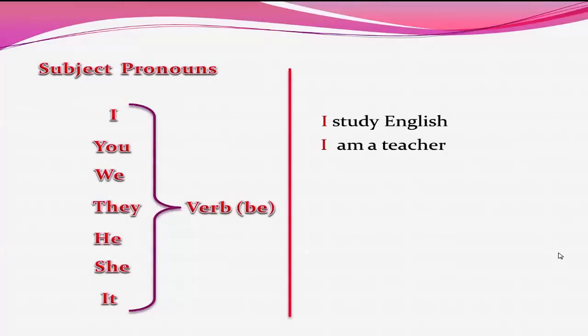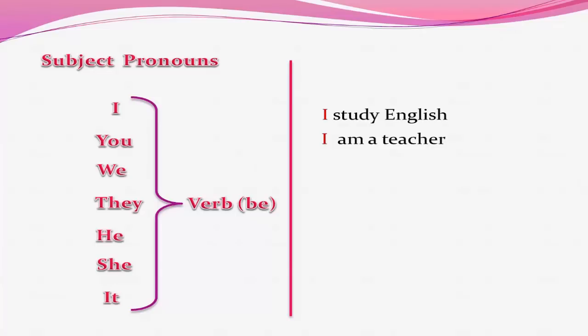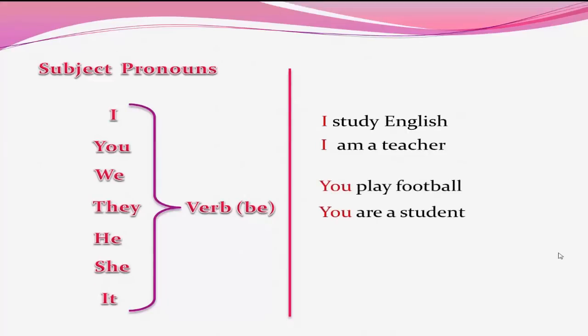For example, here we can see some examples. I study English. I, subject, verb, and object. Like, I am a teacher. Here we have the verb be. Let's have a look at more examples. You play football. You are a student. She goes to school. She is a student.